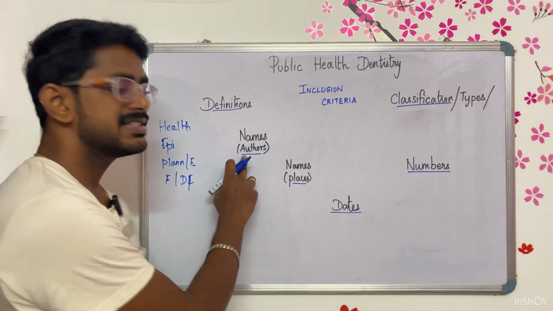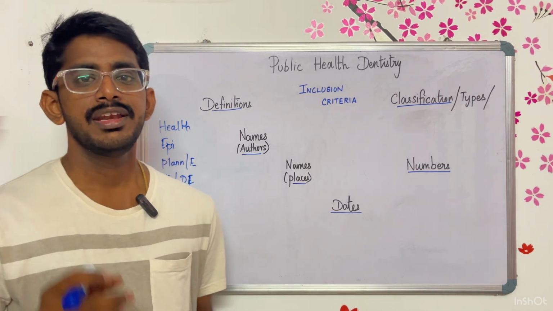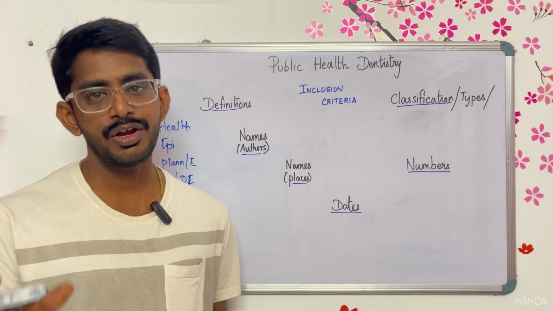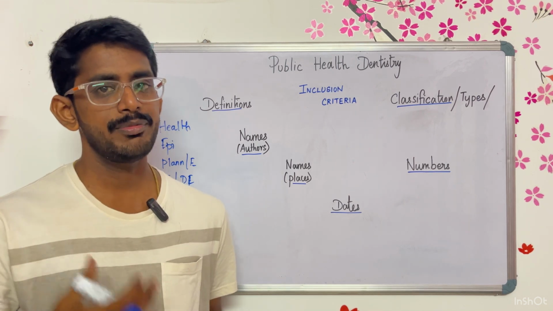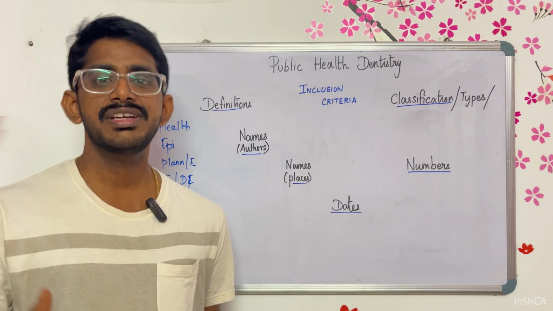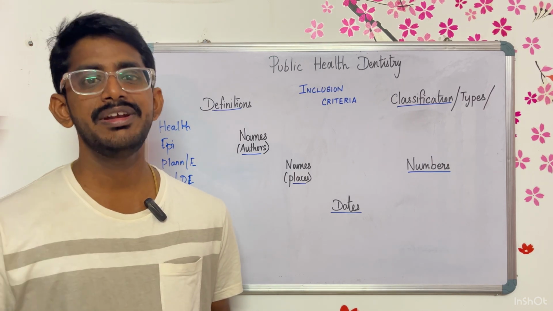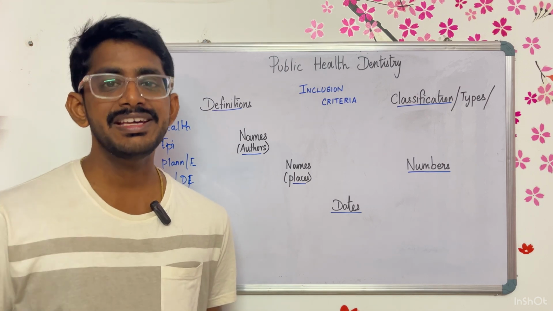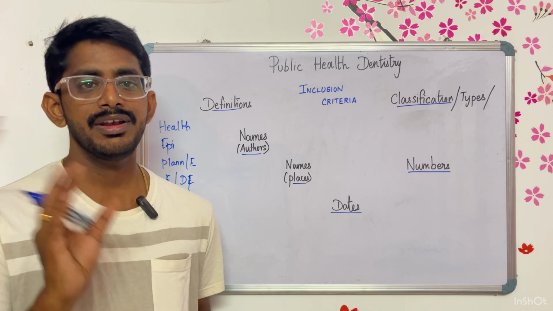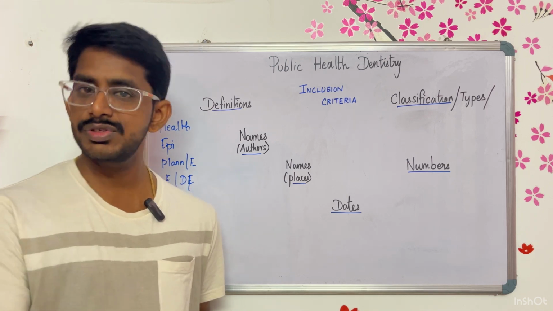So the next is names of authors. For example, certain definitions could have been given by an author, certain techniques could have been given by an author, certain preparations could have been suggested by an author, certain studies could have been done by an author, certain indices are given by certain authors. So the most common names you shouldn't forget. I'll give you a few examples.